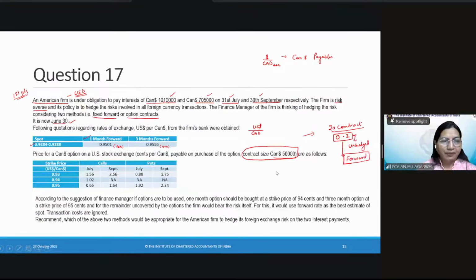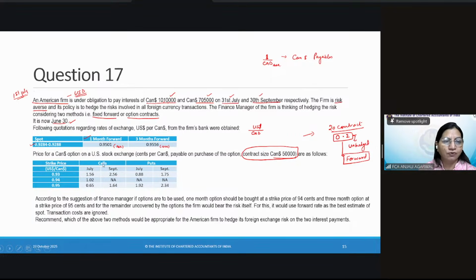Okay. So we have call options also, put options also, for July and for September. And there are three different strike prices, 0.93, 0.94, 0.95. And what is the premium payable? The premium payable for a Canadian dollar option on the US stock exchange is these many cents per Canadian dollar. These cents are given in US dollars. Contract size 50,000. 0.93, 94, 95. You will choose from these options.